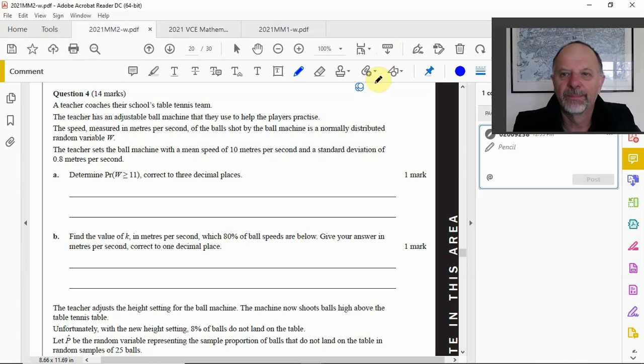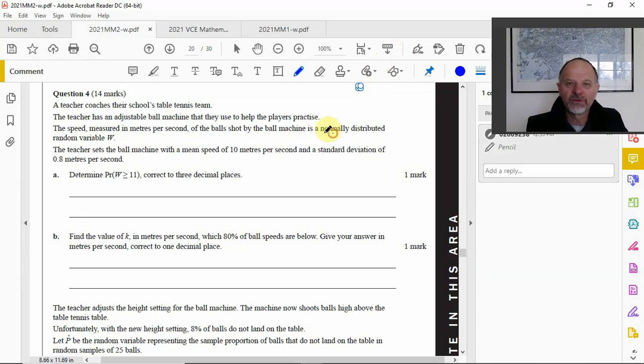Okay, here we are back at VCAA 2021 Maths Methods Exam 2, Section B, question 4 this time. So, looks like a probability question here. The teacher coaches the table tennis team. They've got a ball machine to practice, speeds measured in metres per second, normally distributed. Random variable W. The teacher sets the ball machine mean speed of 10, standard deviation of 0.8.